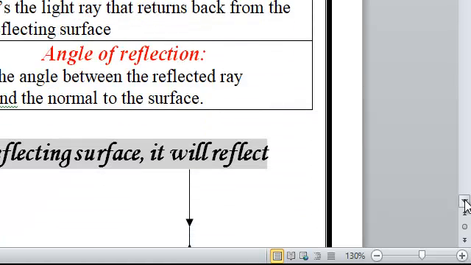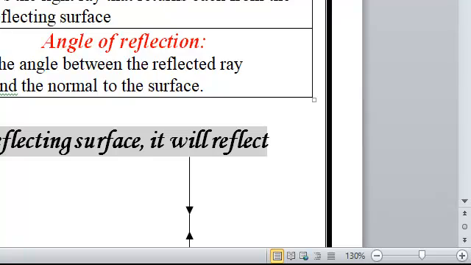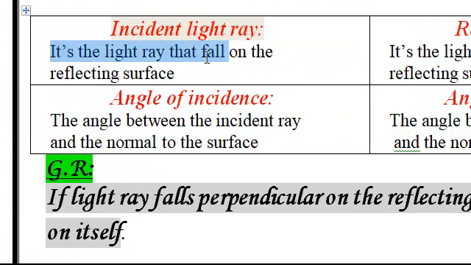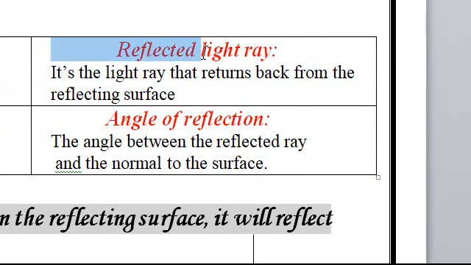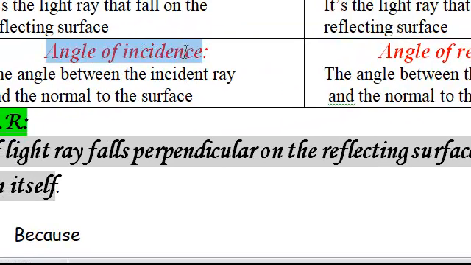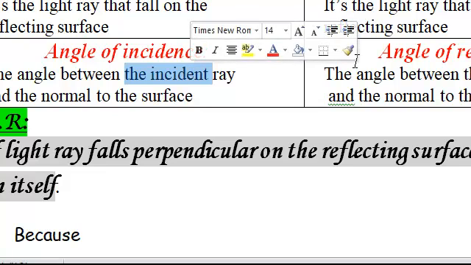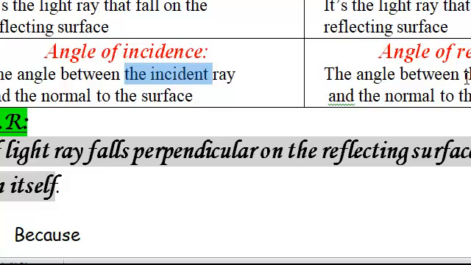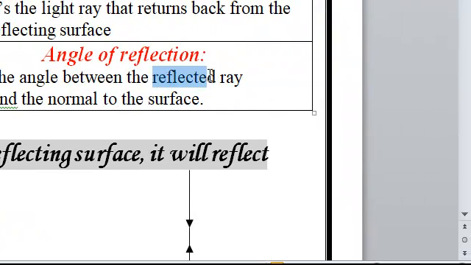Next, what is meant by the incident light ray? This is the light ray that falls on the reflecting surface or on a mirror. The reflected light ray is the opposite: the light ray that returns or bounces back from the reflecting surface or the mirror. The angle of incidence is the angle between the incident light ray and the normal line. And the angle of reflection is the angle between the reflected light ray and the normal line.